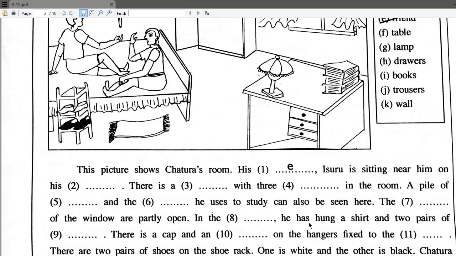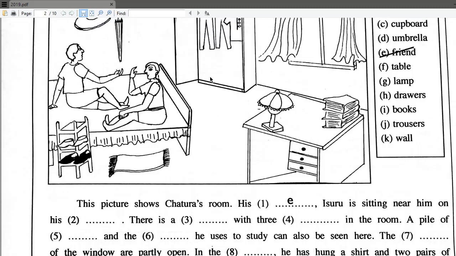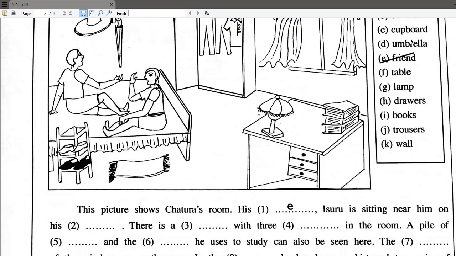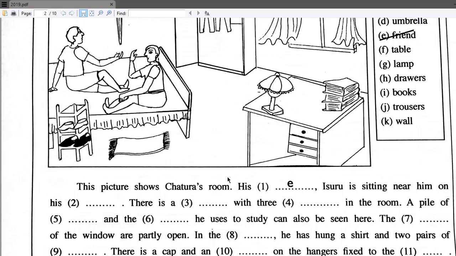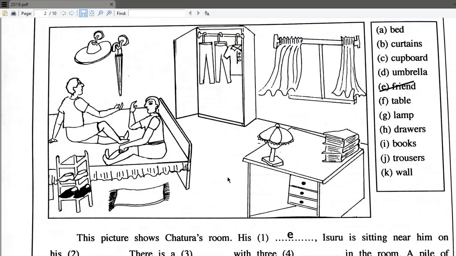In the cupboard, he has hung a shirt and two pairs of trousers. Now, you can see the shirt is in the cupboard. So, you can say in the cupboard, C-U-P-B-O-A-R-D. I have seen students writing cupboard as COBBORD, that is not cupboard. It should be pronounced as cupboard, but when you write it, it's written as two words joined into one. I teach my children to remember cupboard like this when you want to write. If you have problems in memorizing cupboard, just remember, you take a board and make a cup. If you take a board and make a cup, it looks like a cupboard. You can remember like that as well. It doesn't matter, my dear children.